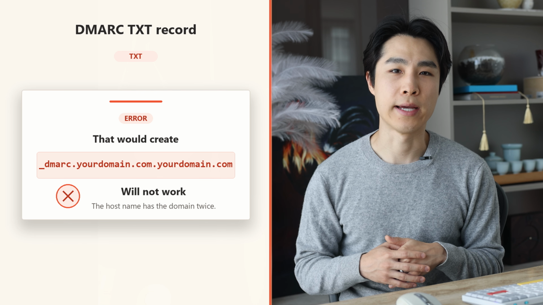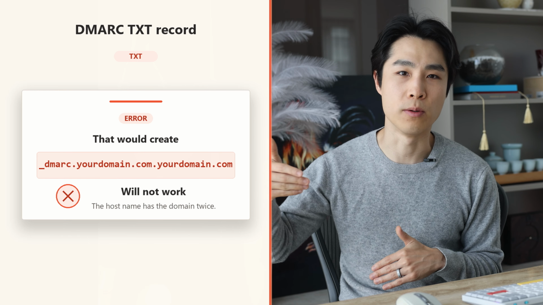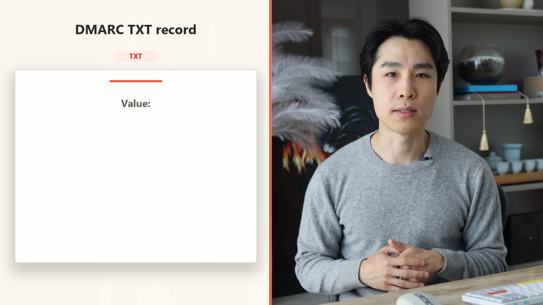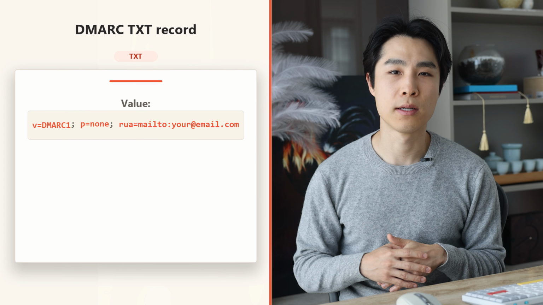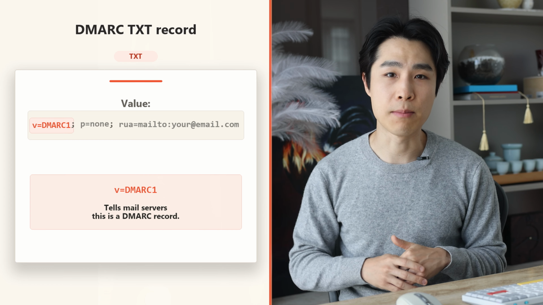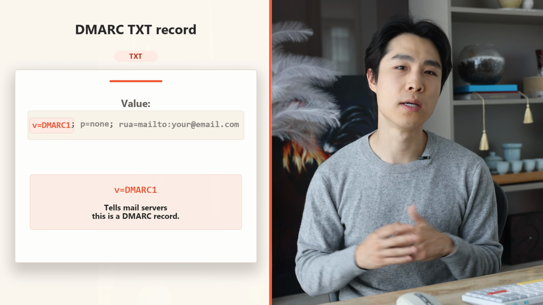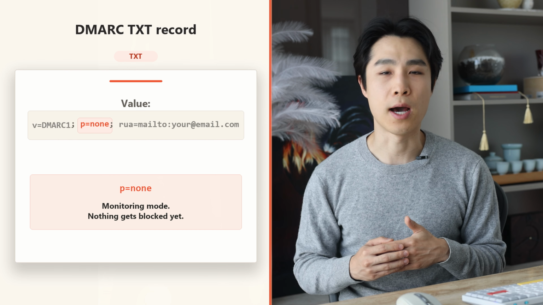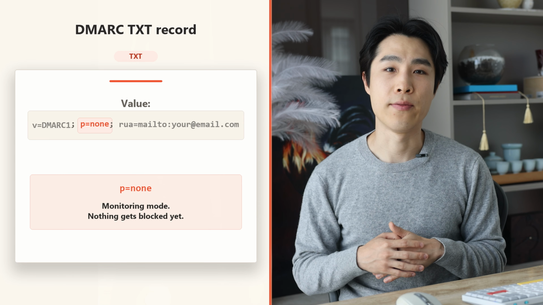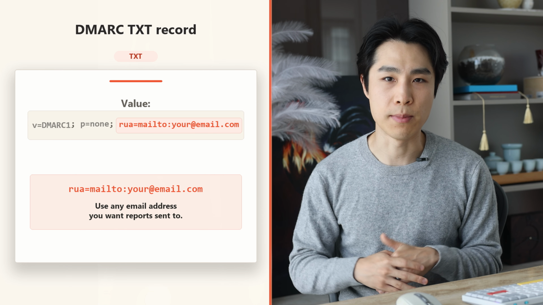You can accidentally create _DMARC.yourdomain.com.yourdomain.com, which won't work. So just double check that. So for the value, start with something simple like this on the screen and swap in your actual reporting email address. That v=DMARC1 part just tells mail servers that this is your DMARC record. The p=none part means that you're starting in monitoring mode, which just means that nothing gets blocked yet. And that rua part tells mail servers where they should send your DMARC reports.